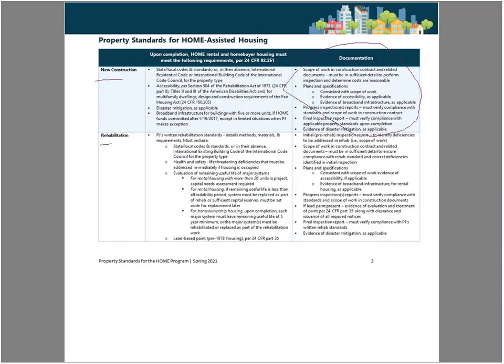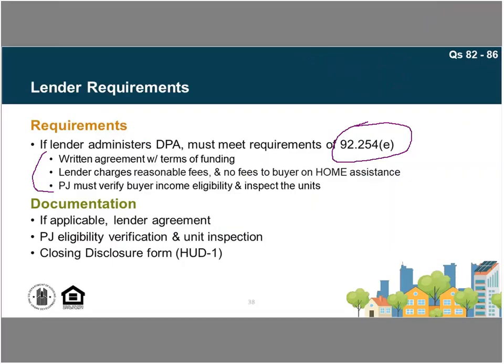So going back to our slides, working with our lender, we want to make sure we have a lender agreement in place, and it's identifying all these 3 things here in this lender agreement, that the buyer is actually low income. So we've verified that income. We have that documentation in the file. We have inspected the unit, so there would be an inspection form in there, as well as the closing form to make sure that there are no fees put onto the buyer for the home assistance.